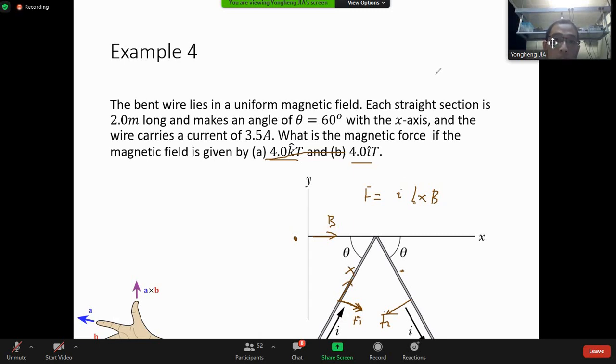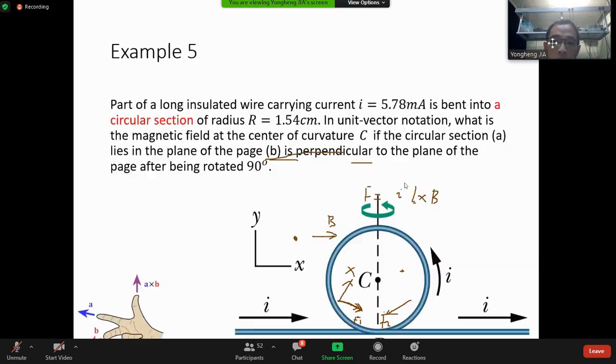Okay, now we move to the final example. I can give you 1 minute.